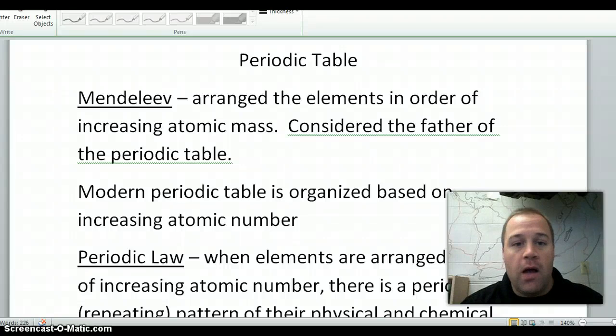Periodic table notes. The big name to know with the periodic table is Mendeleev. He's the first one to arrange the elements in order of increasing atomic mass, which we now know isn't exactly correct. It goes by increasing atomic number, but he's often considered the father of the modern periodic table.